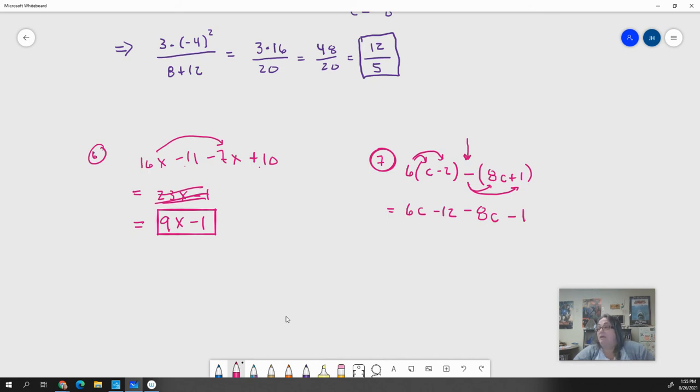And now we can go ahead and combine those like terms. So anything with a c value, right, can be combined. So I have 6c minus 8c. That gives me negative 2c. And then now I just have numbers left, right? So I have minus 12 minus 1, which is negative 13. So you're still going to need to use your order of operations when you're dealing with evaluating, when you're dealing with simplifying expressions.